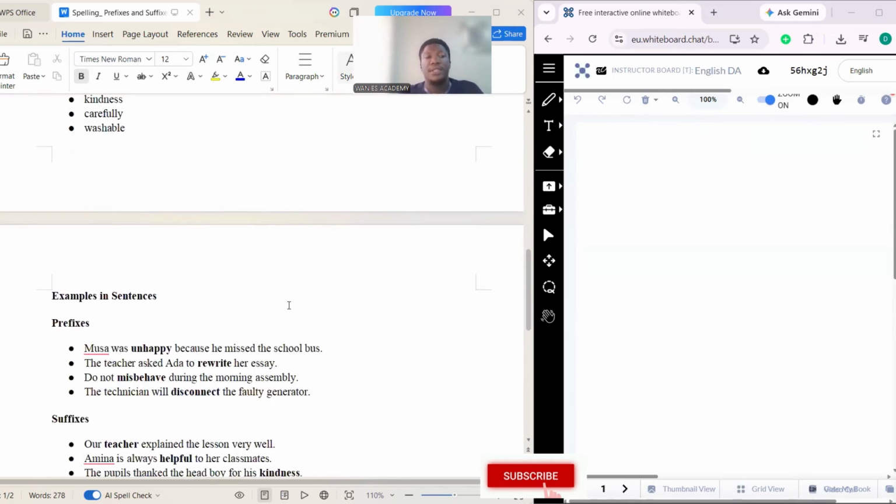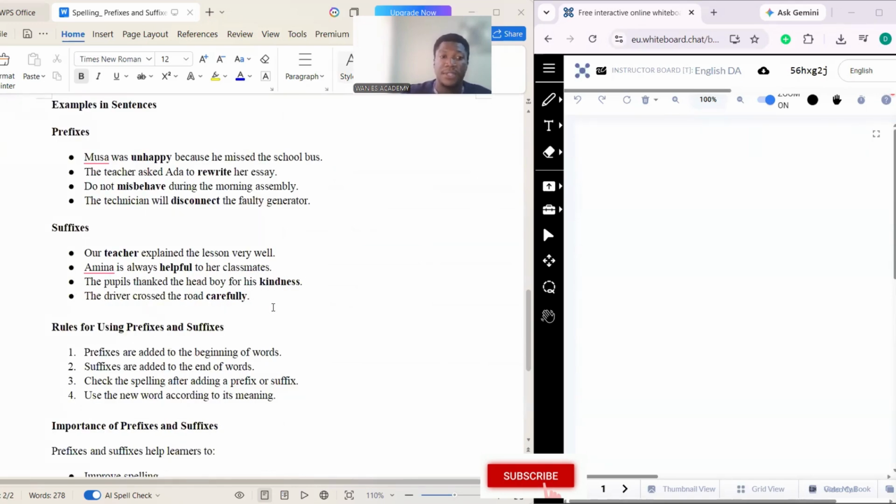And examples in sentences. Musa was unhappy because he missed the school bus. The teacher asked Ada to rewrite her essay. Do not misbehave during the morning assembly. The technician would disconnect the faulty generator.